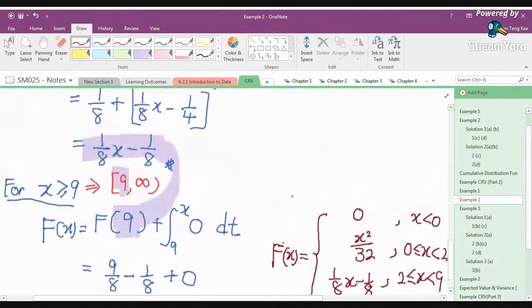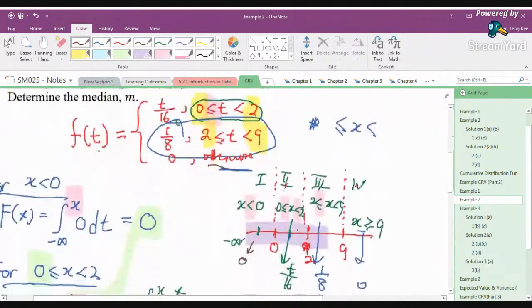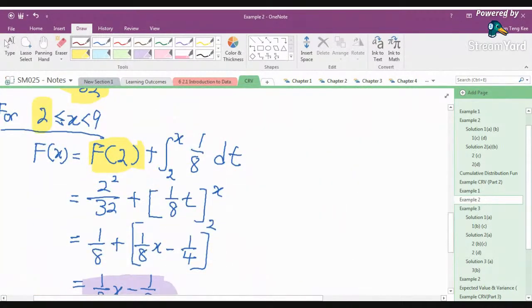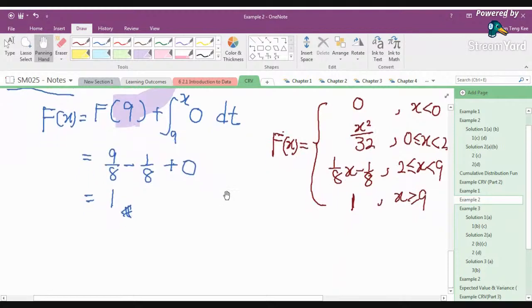So once I get my cumulative function, then I proceed to the next part, part B. They ask us to sketch the graph of capital F. So in this case, basically what we need to do is sketch the piecewise function of this capital F here. So how we sketch here is, let me show you the strategy, then I show you the full diagram in a better drawing. So I recommend that you start from your x-axis first.